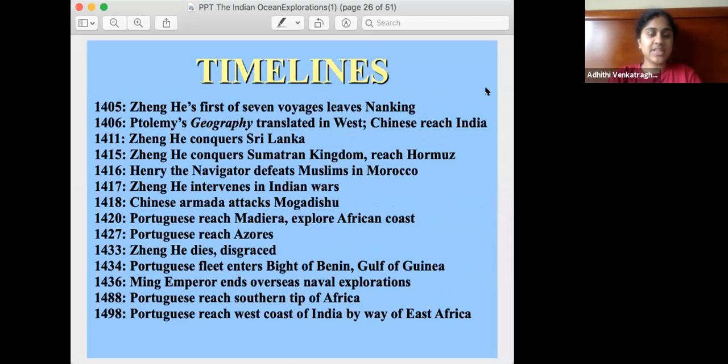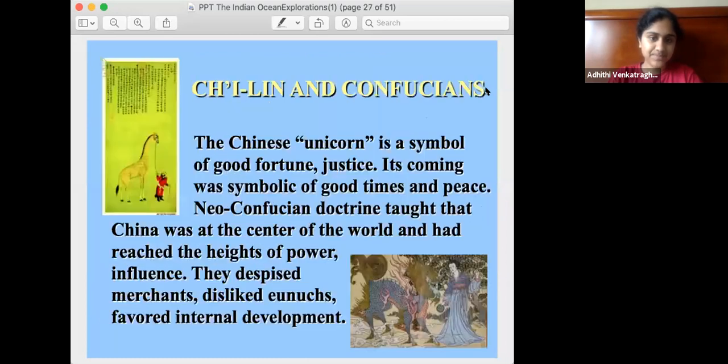So this is a timeline of everything that happened in this Indian Ocean trade. So the Chinese unicorn is a symbol of good fortune and justice. Its coming was symbolic of good times and peace.